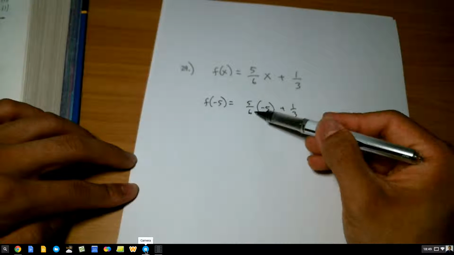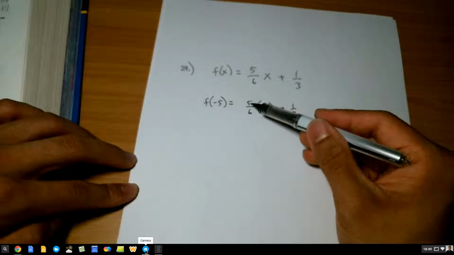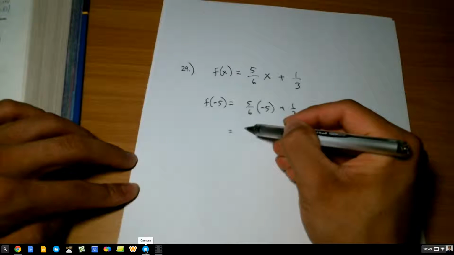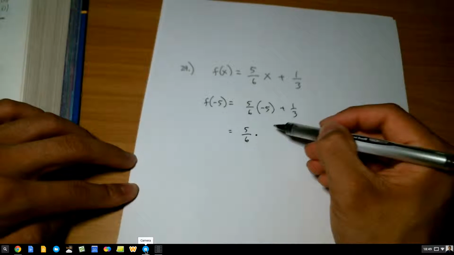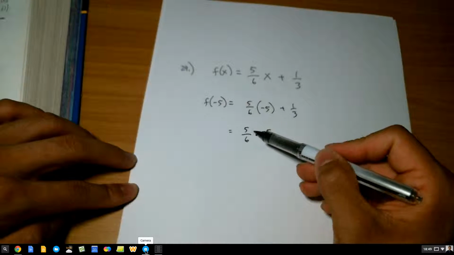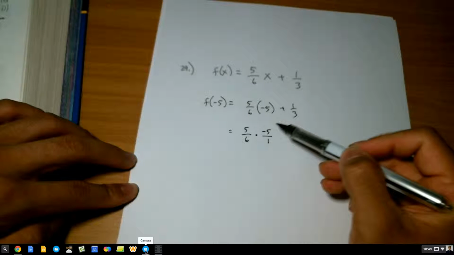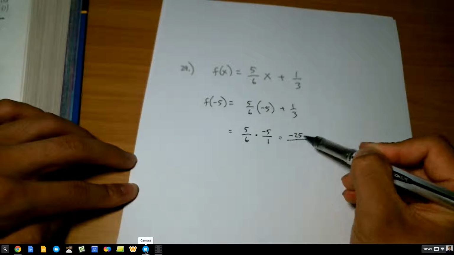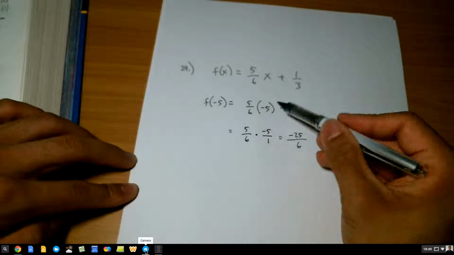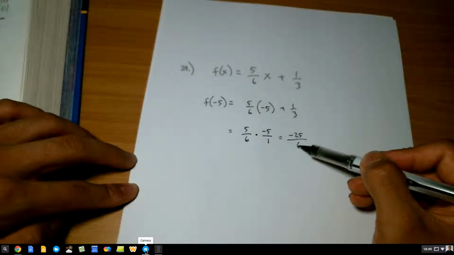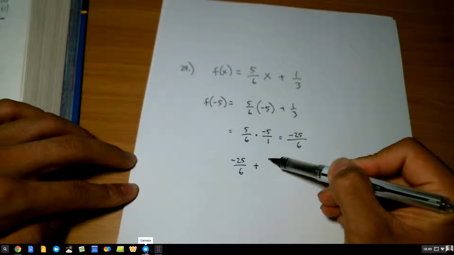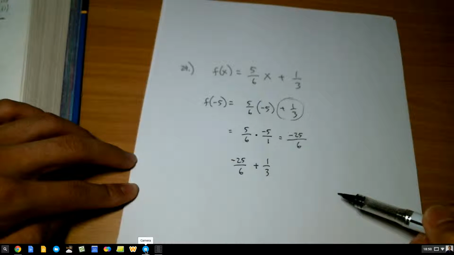Okay, so how do we solve this part? Remember, we're multiplying a fraction by a whole number. So we have to change this whole number to a fraction. So this is equal to 5/6 times negative 5 over 1. Okay, and since it's multiplication, we just multiply across. So 5 times negative 5 is negative 25 over 6 times 1, 6. Okay, so this part becomes negative 25 over 6. So negative 25 over 6 plus 1/3, because we attach the 1/3 to it.